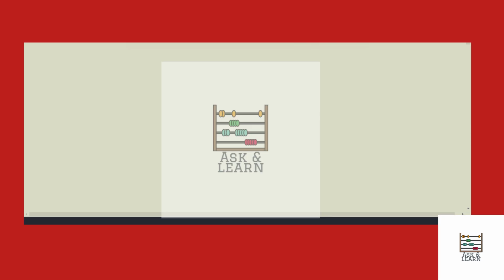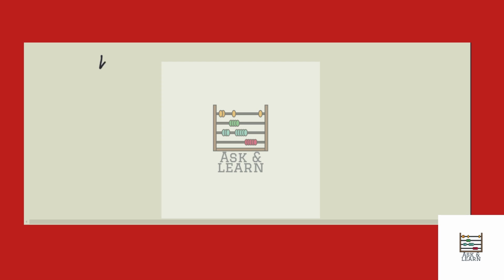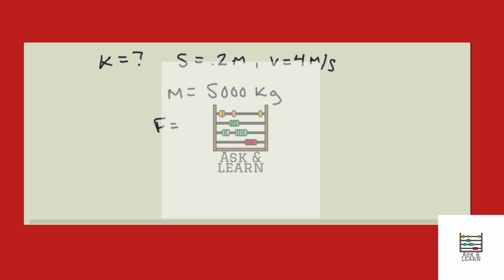So in this problem, we have a car that has a spring as a bumper. And we want to find K, the stiffness of the spring, when its maximum deflection is set to only 0.2 meters and the velocity of the car is 4 meters per second before it hits a wall. We're also given the mass of this car, which is 5,000 kilograms, and the force due to the spring is given as K, the stiffness of the spring, times S squared.